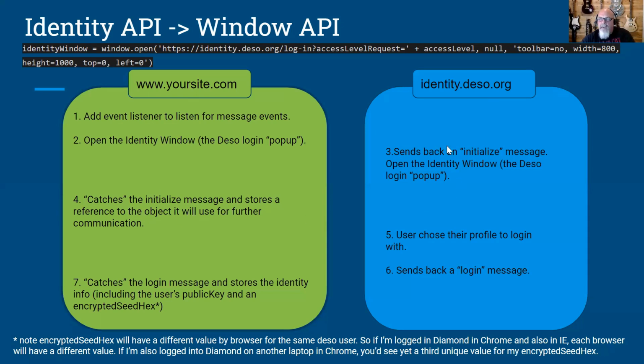And then meanwhile, this window is still open, so your user is going to interact with it, and then they'll click on what profile they want to log in with. And when they do that, identity.deso.org will send a message back to your app, and your app's going to catch this message, which this time is going to be a login message. I know I'm doing air quotes a lot. Maybe that's dumb. But anyway, first we had an initialize message. Now we get a login message. And along with this, we will get the user's public key and some more identity information and their encrypted seed hex.